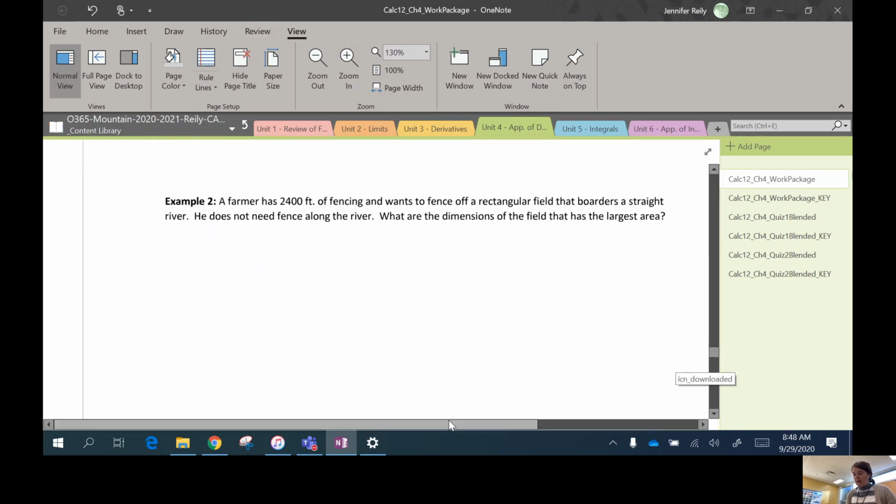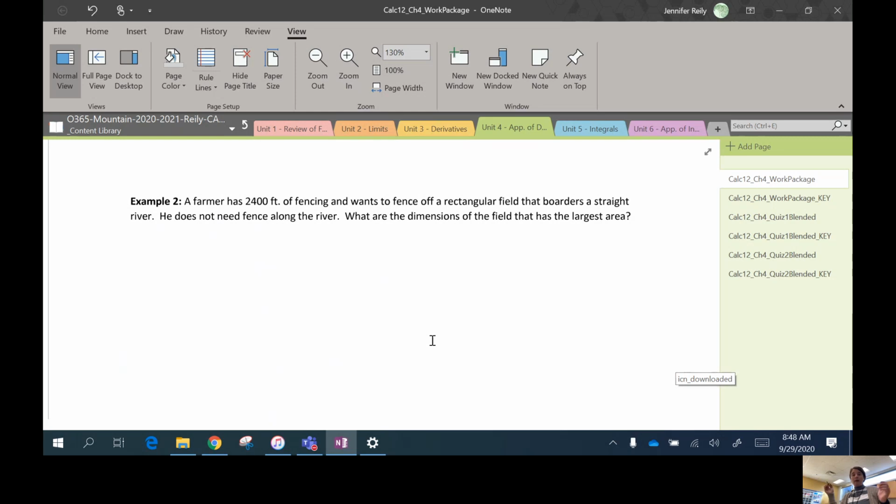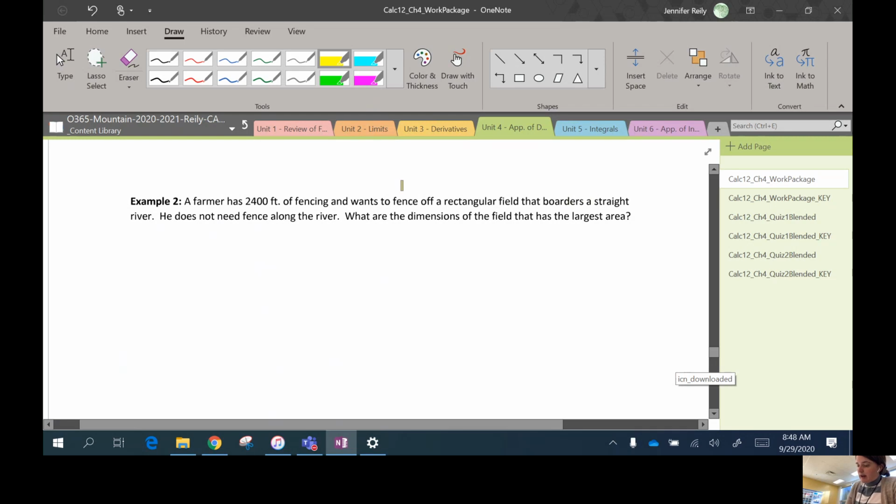Okay, so this is a very common optimization problem that you'll see. It's about fencing. So let's say you are a farmer and you want to put up a fence to make a rectangular field. I'm just going to highlight the important information here. So we have 2,400 feet of fencing in total. We want a rectangular field and it borders a river, and you do not need to fence along the river. We want to know the dimensions of the field that have the largest area. So we want to maximize this time, not find the minimum.